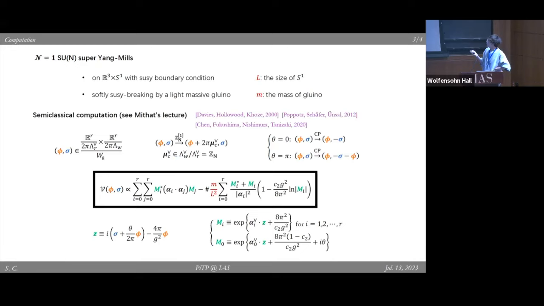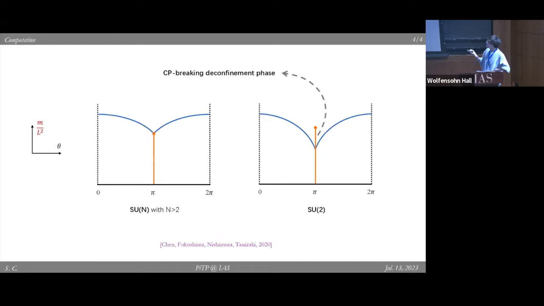In this kind of setup, we can try to do some semi-classical computation according to Mithat's lecture. And by this kind of computation, we can find the effective potential of this system. Okay, it's like this, very ugly, but the result is that for N larger than two, we can realize the second scenario, but for SU(2), we can realize the third scenario. And especially we can see CP breaking and the confinement phase in this case. So yeah, that's all, thank you.